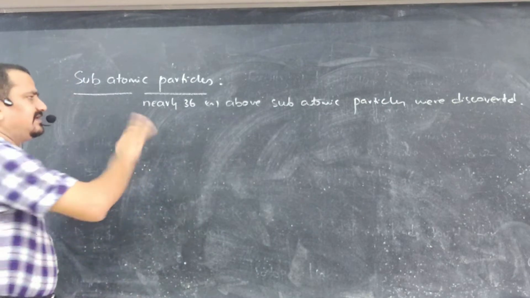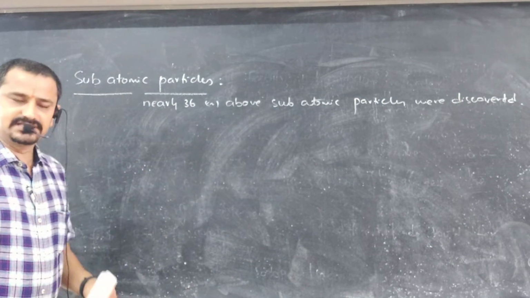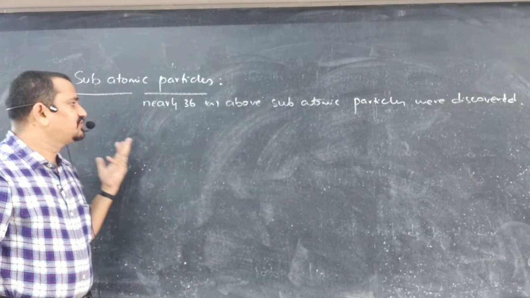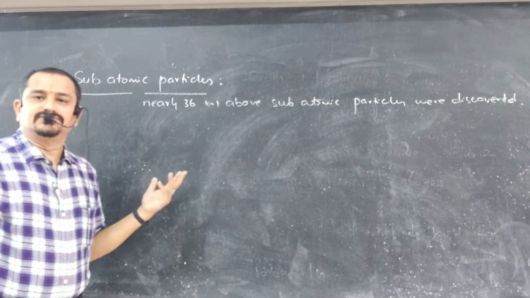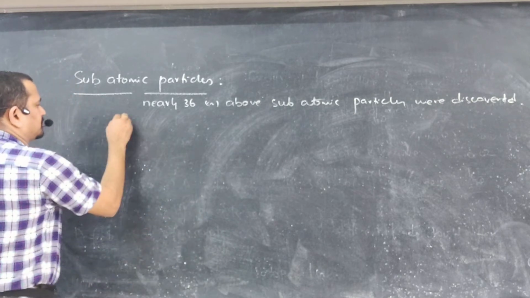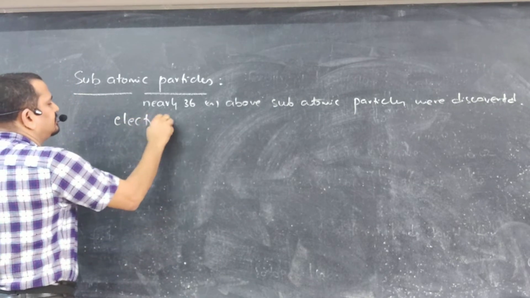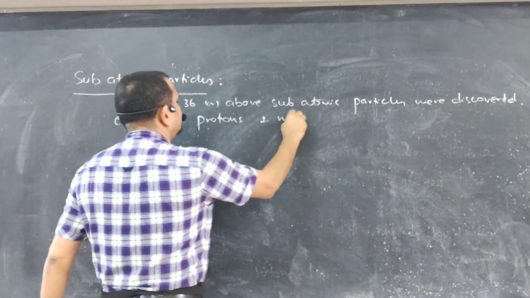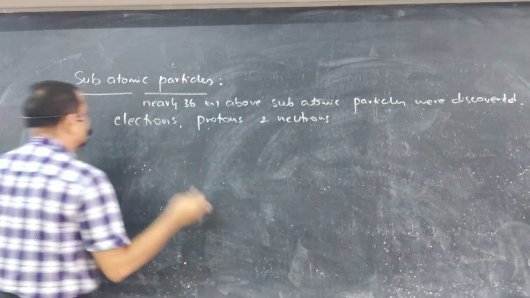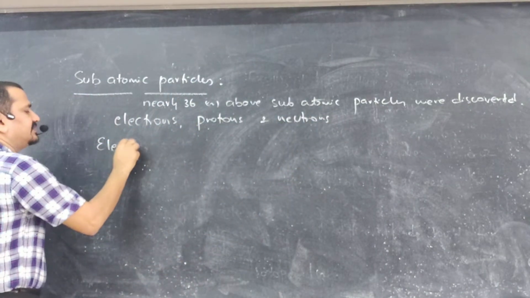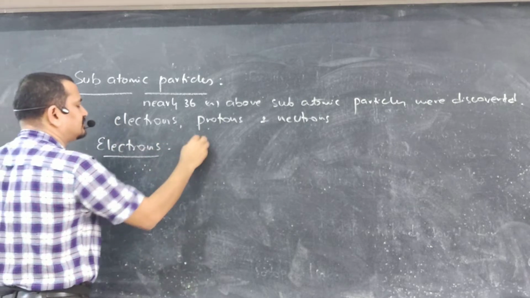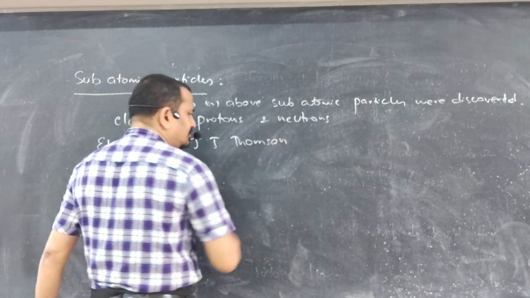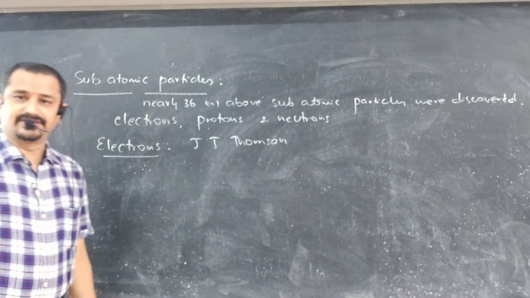Even though there are so many subatomic particles, among them the main particles which should be contained by each and every atom of elements are electrons, protons and neutrons. Among them, firstly, electrons were discovered by J.J. Thomson in his cathode ray discharge tube experiment.